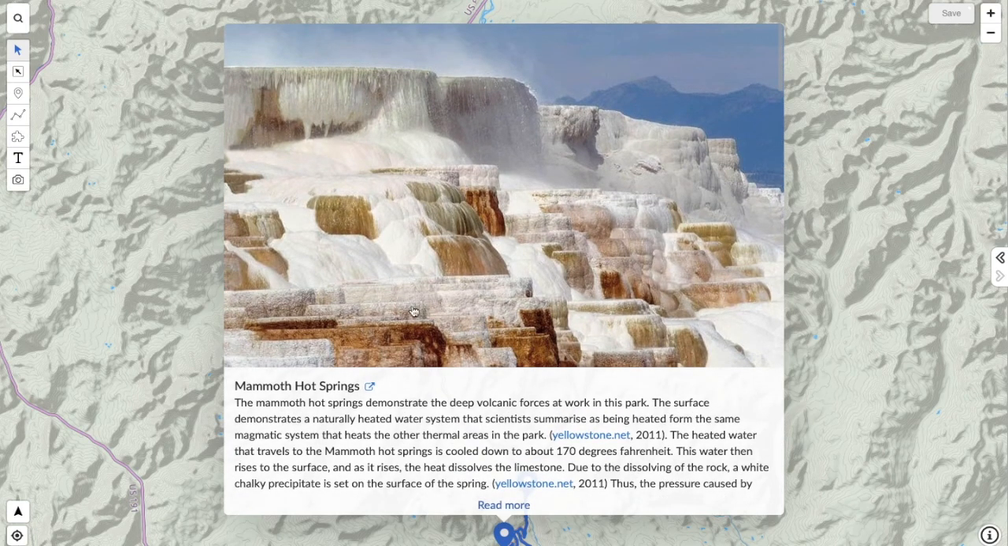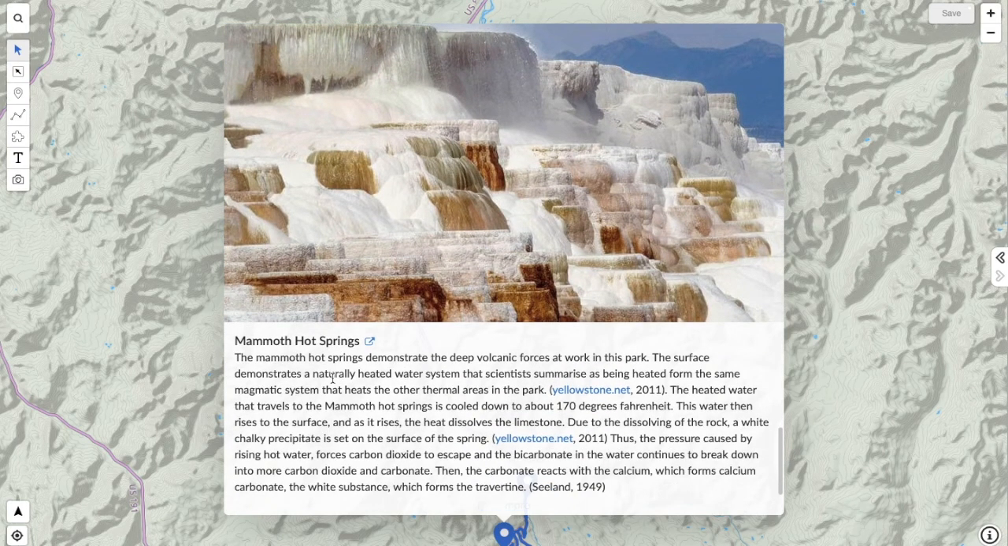So this is a great geological spot because it really demonstrates the deep volcanic forces at work in this park. So the surface demonstrates a naturally heated water system that scientists summarize as being heated from the magmatic system that heats the other thermal areas in the park. So the heated water that travels to the Mammoth Hot Spring is cooled down to about 170 degrees Fahrenheit. The water then rises to the surface, and as it rises, the heat dissolves the limestone. Due to the dissolving of the rock, a white chalky precipitate is set on the surface of the spring.